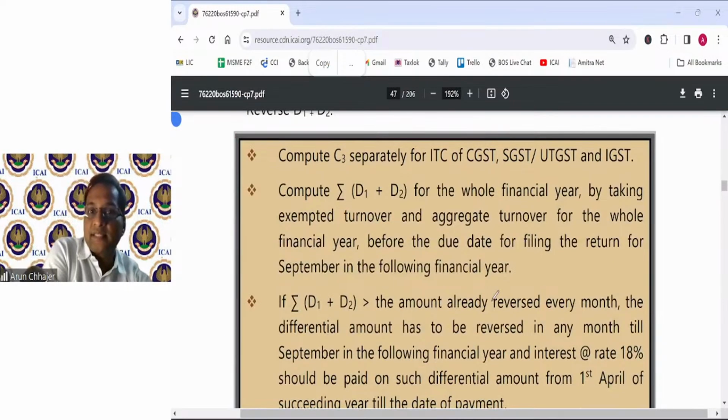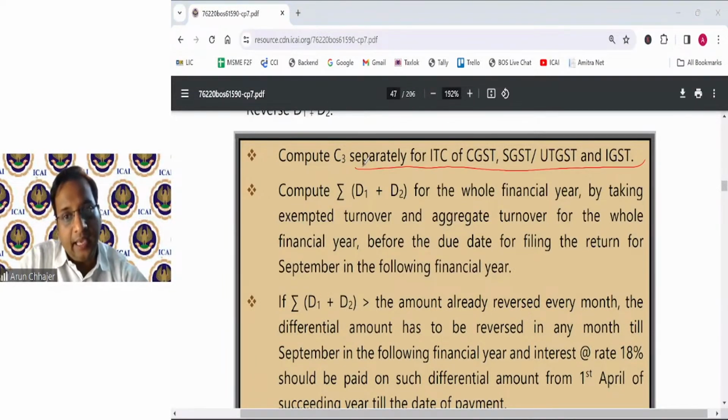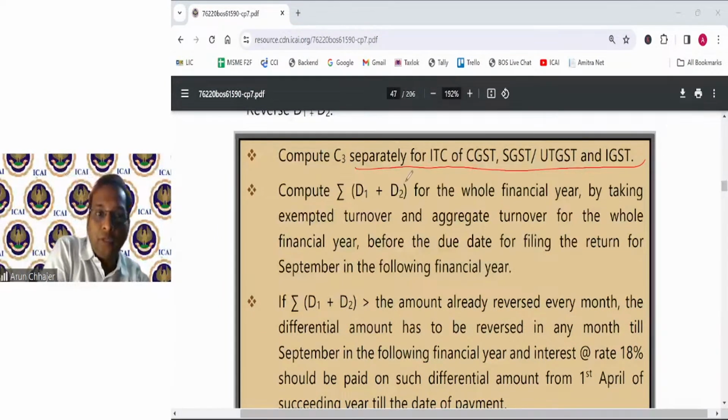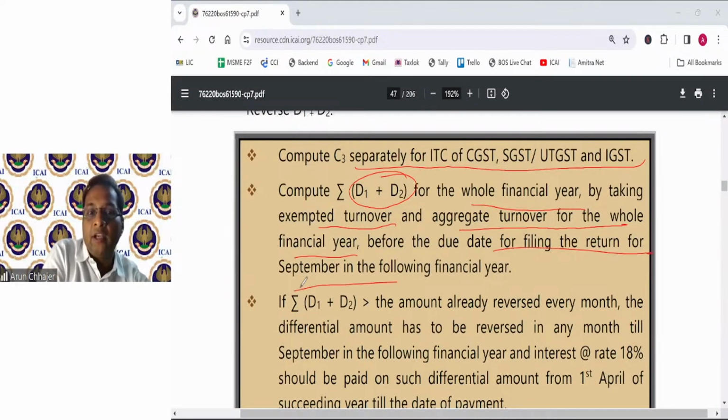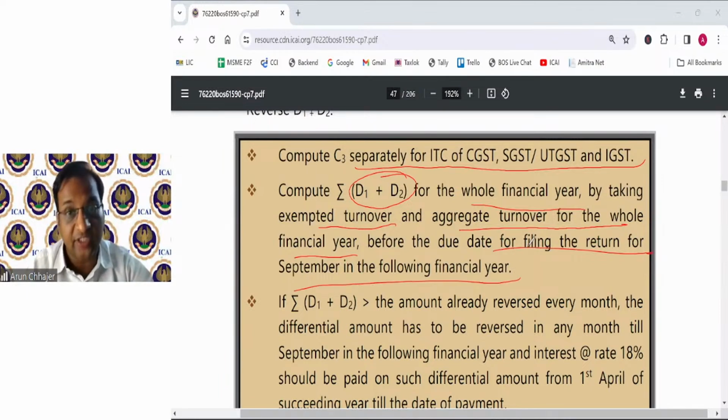Compute C3 separately for ITC of CGST, SGST, UTGST, IGST. Compute summation of D1 plus D2 reversal for the whole financial year by taking exempted turnover and aggregate turnover for the whole financial year before the due date of filing the return for the September following the end of the financial year.